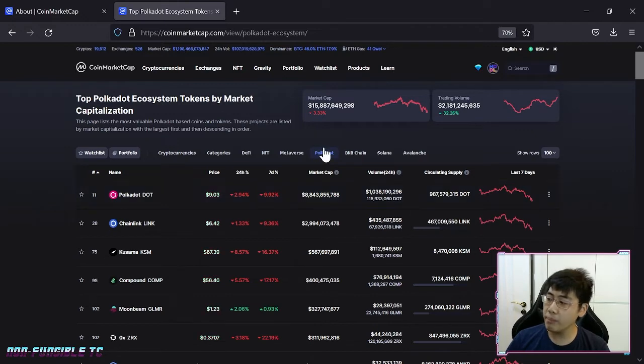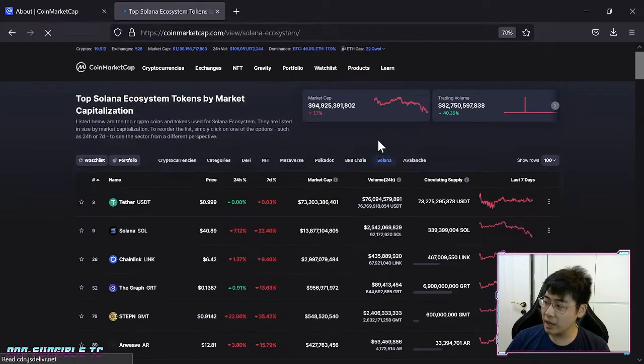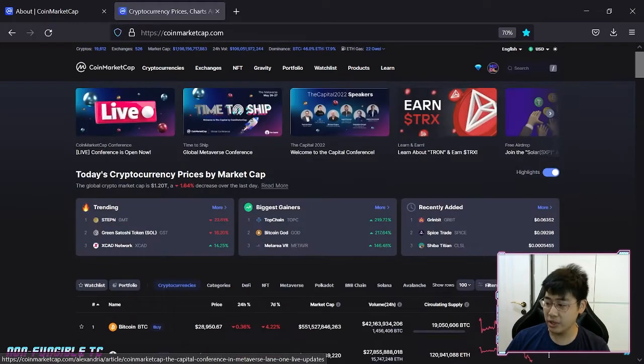So these are more complicated aspects of cryptocurrency, but it is a very helpful way for you to explore. And then you have BNB, so you have the Binance chain where it shows the related tokens. And you have Solana, and then you have Avalanche, right? These are other layer 1 chains. So let's look at cryptocurrency, right?